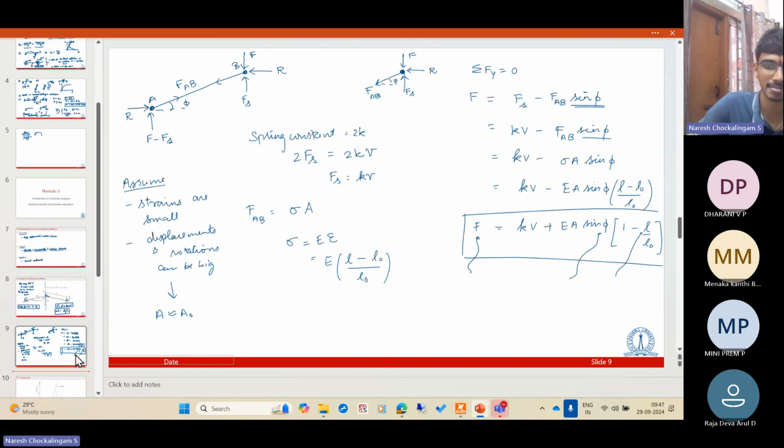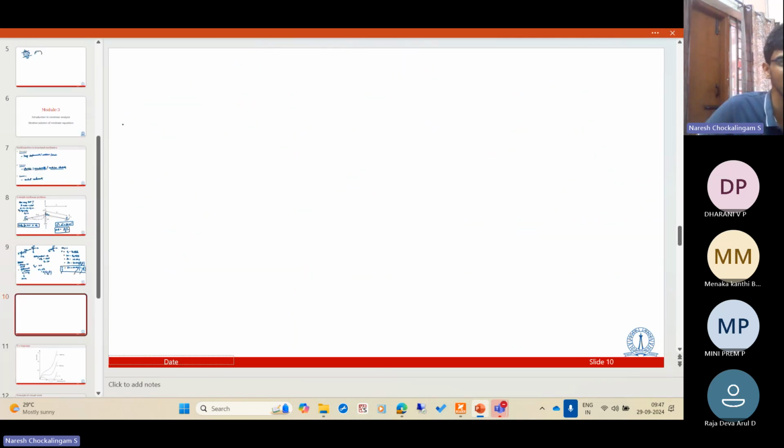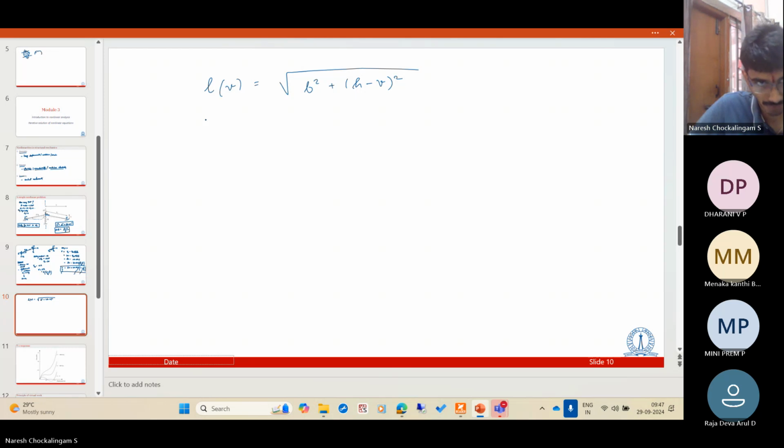Now let's summarize the equations of this problem. Here you don't expect to get a linear relationship. We have L related to V as L of V is the square root of B square plus H minus V the whole square. Then sin phi is also a function of the displacement: it is H minus V by L, and this L is an L of V.